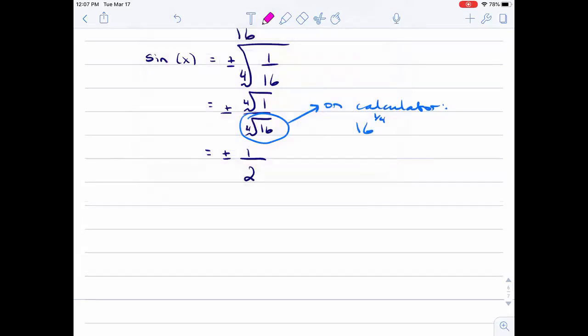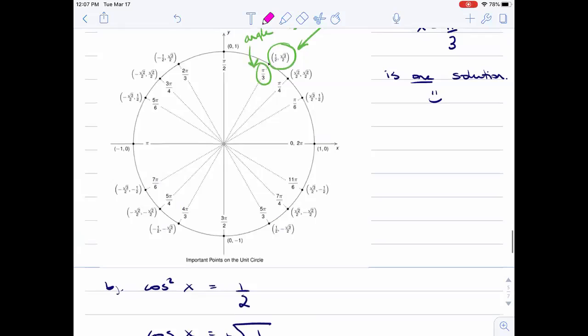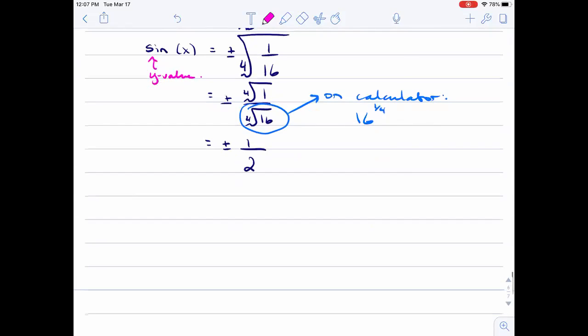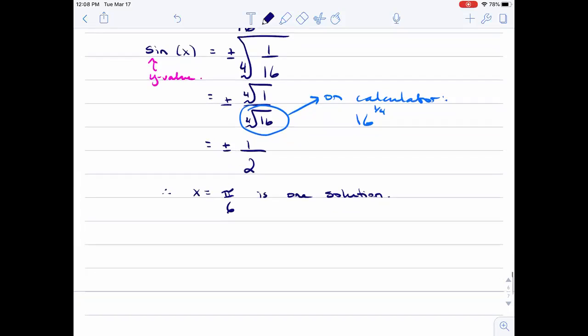So now, this is the y value. Now I'm looking for plus or minus 1 over 2. Cha-ching. First stop, pi over 6. Therefore, x equals pi over 6 is one solution. There's multiple solutions. In fact, there's infinite solutions. Technically, we could keep going and going around the circle. So we're making it easier and just doing one solution for now. Okay. Any questions about those? So there's going to be one of each of those kind of chunks.